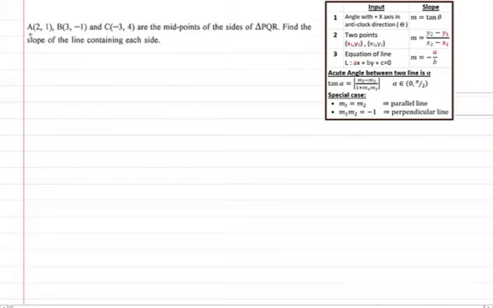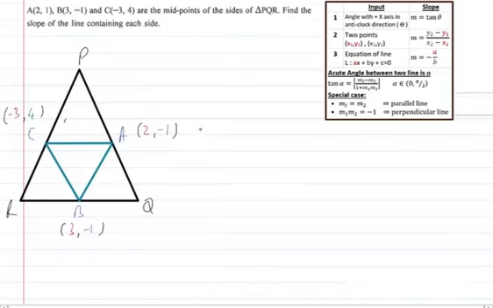Our next question is: points A, B, C are the midpoints of the sides of triangle PQR respectively. First of all, let's draw triangle PQR and plot the midpoints at their respective places. So here we have triangle PQR with the midpoints A, B and C. Now we have to find the slope of the line containing each side. That means we have to find the slope of PQ, QR and PR respectively, or we can say RP.